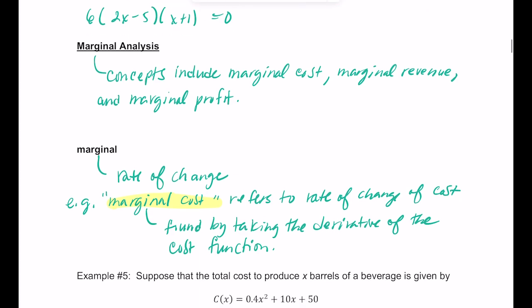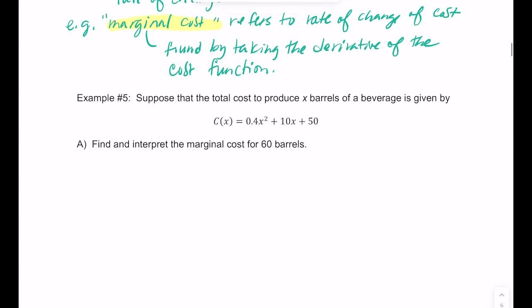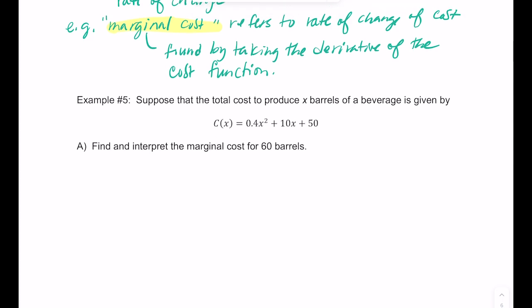Let's look at an example. Suppose that the total cost to produce x barrels of a beverage is given by C of x equals 0.4x squared plus 10x plus 50. First, we need to find and interpret the marginal cost for 60 barrels. So marginal, again, refers to rate of change or slope. That tells me I need to find the derivative.